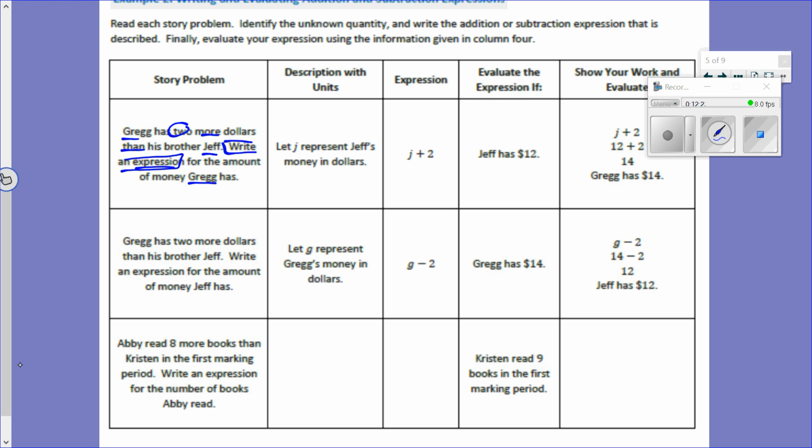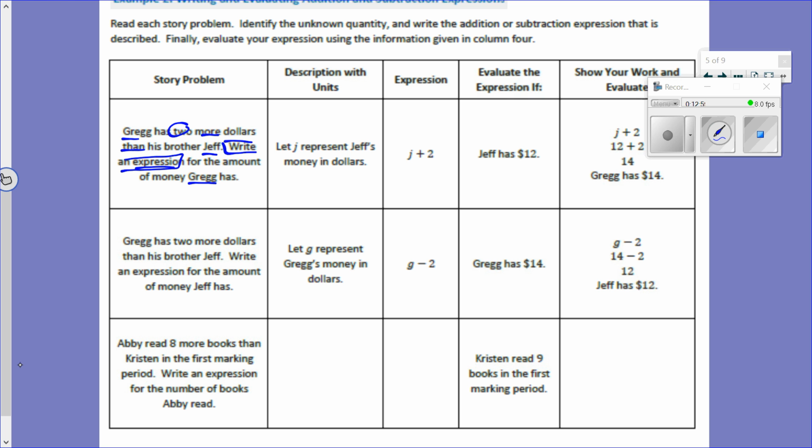So now I know I'm solving for Greg, meaning Jeff is what I don't know. So my variable needs to be written in terms of Jeff. So let J represent Jeff's money in dollars, so good specific definition, specificity. But now I have to look back at the problem for my expression. So if I'm solving for Jeff, Greg has $2 more than Jeff, but now I'm looking from Jeff, so to get to Greg, what do I need to do? Because he's got $2 more than me. J plus 2, does that make sense?